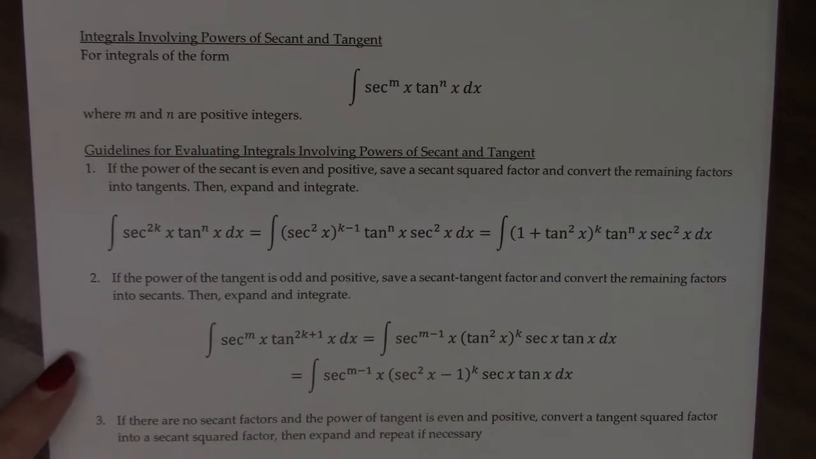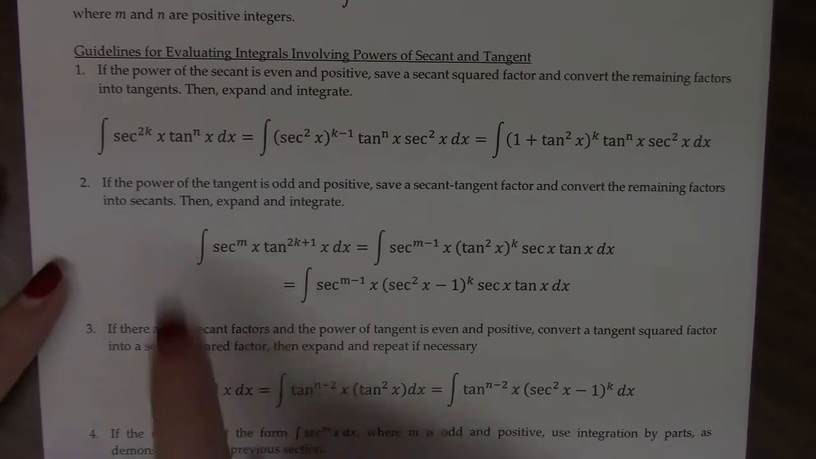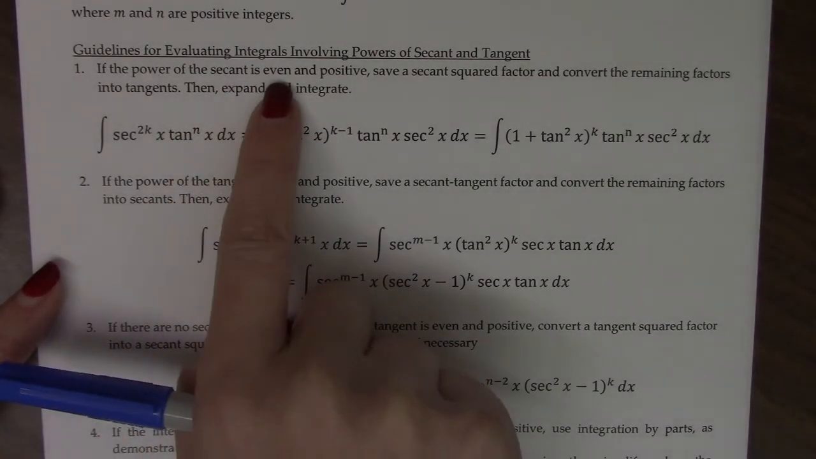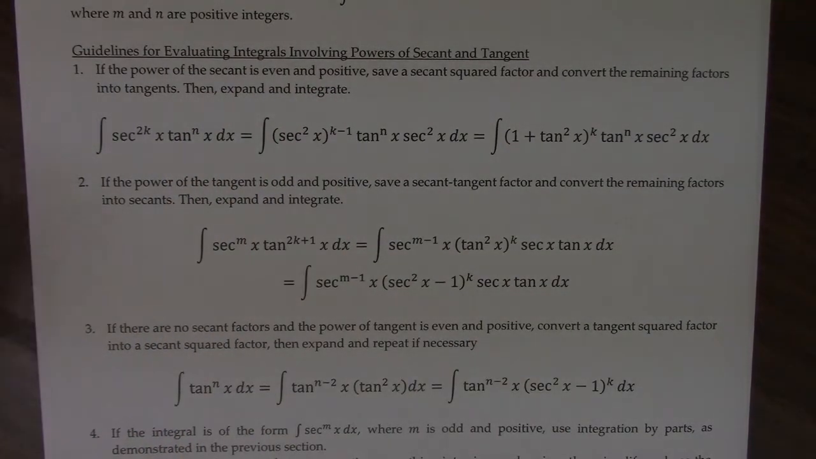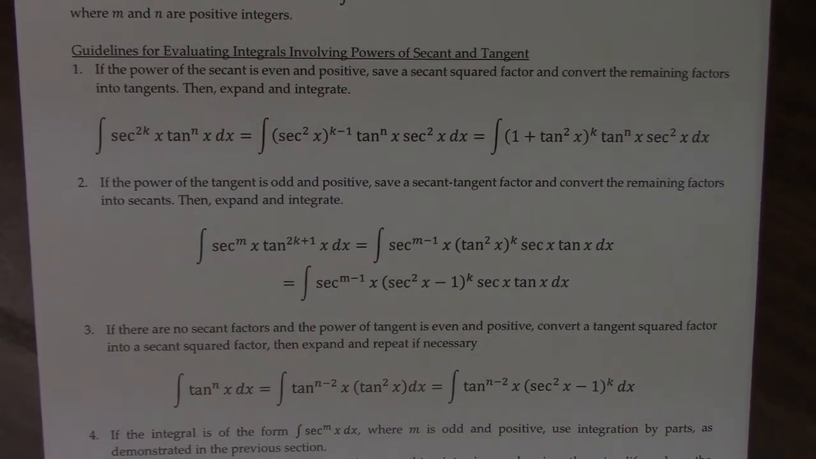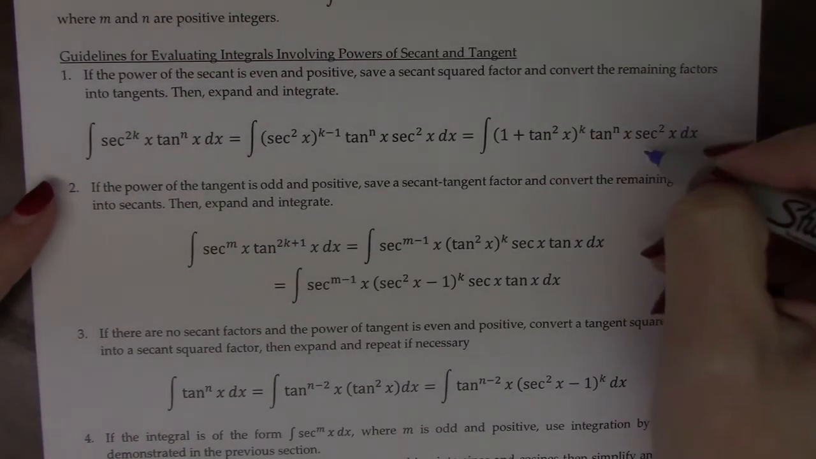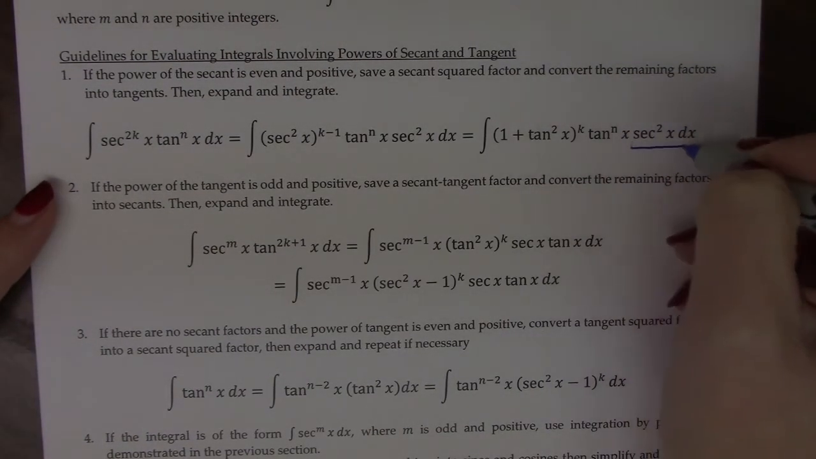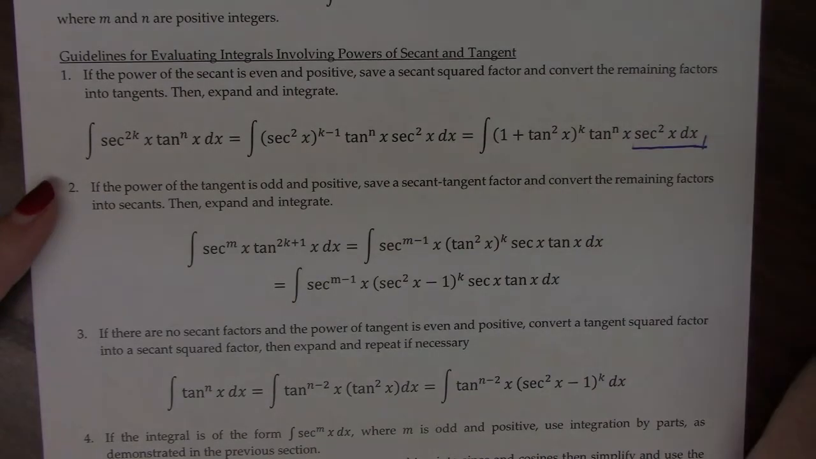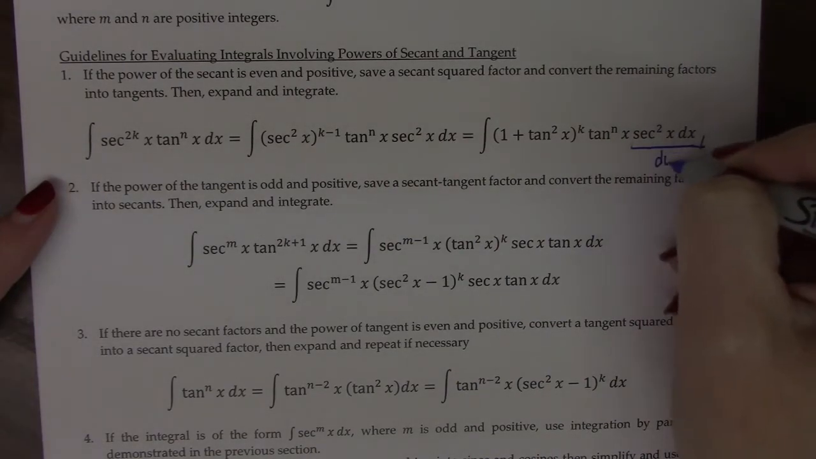So the first thing we want to check for when we're looking at these integrals is if the power of secant is even and positive. When secant is even, we can always pull out a secant squared. And if you pull out secant squared, that's going to become your du. And then we'll use the Pythagorean identity to turn all the remaining tangents into secants. So if you look right here, you can see the secant squared we pull out. That's going to be our du.